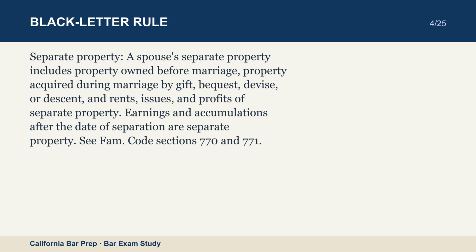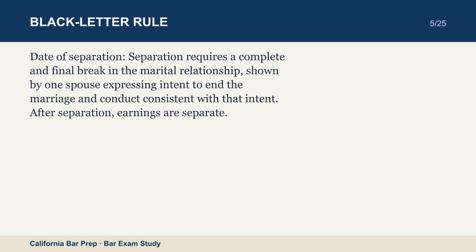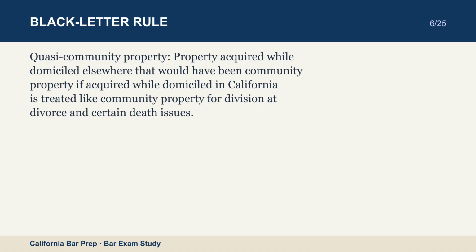Date of separation. Separation requires a complete and final break in the marital relationship, shown by one spouse expressing intent to end the marriage and conduct consistent with that intent. After separation, earnings are separate. Quasi-community property. Property acquired while domiciled elsewhere that would have been community property if acquired while domiciled in California is treated like community property for division at divorce and certain death issues.